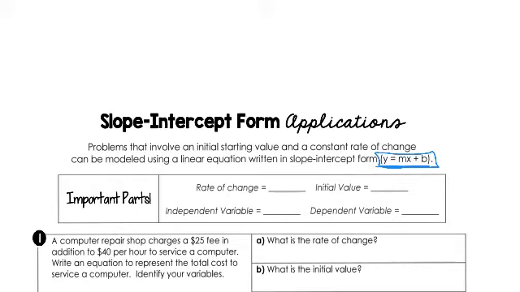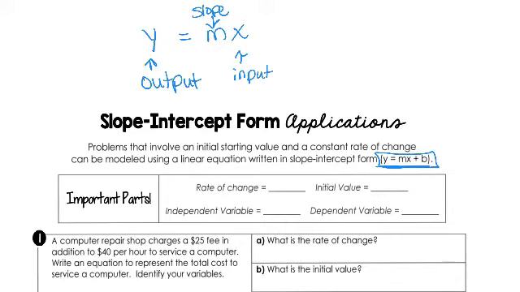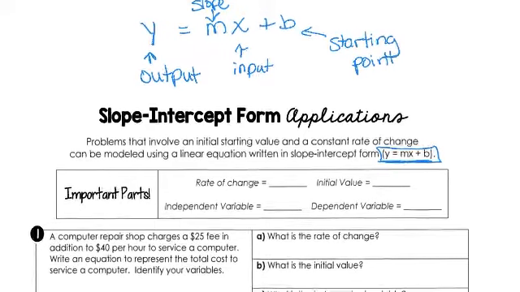So here again, we have y is the output, typically your totals. M is your slope or rate of change. X is your input that you multiply the slope by. And then plus B is your starting point. So as we go forward through these word stories, we're trying to figure out what in each of these stories goes where in this equation. So let's take a look at the first one.